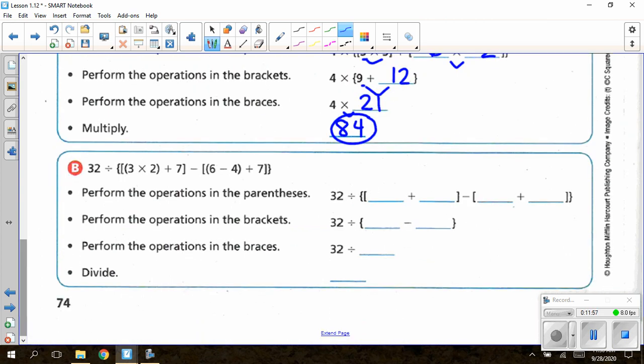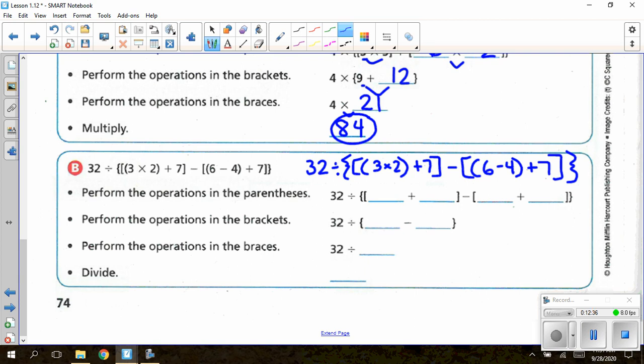So to do another example, I'm just going to take the expression for B and rewrite it above the work so that it's easier to follow along. So 32 divided by brace, bracket, parenthesis, 3 times 2, end that parenthesis, plus 7, end the bracket, minus new bracket, parenthesis, 6 minus 4, end the parenthesis, plus 7, end that bracket, and then end the brace.